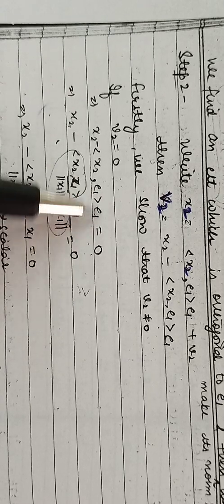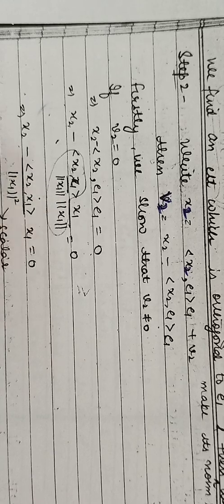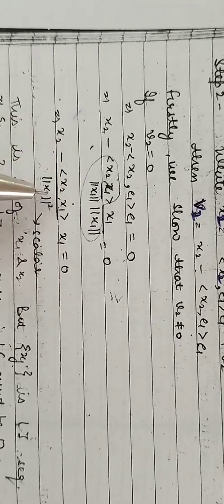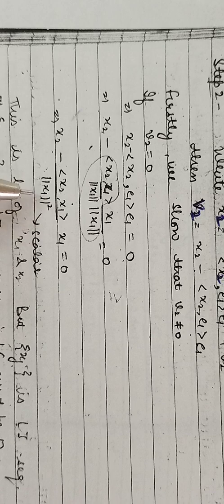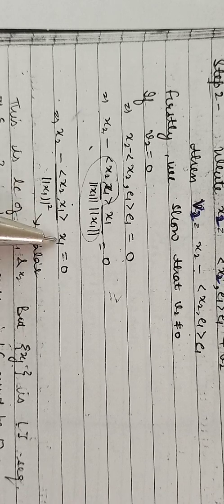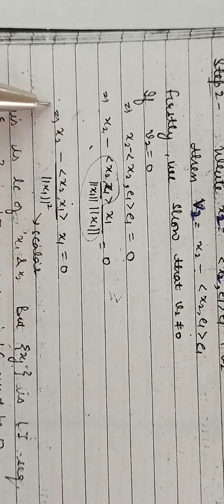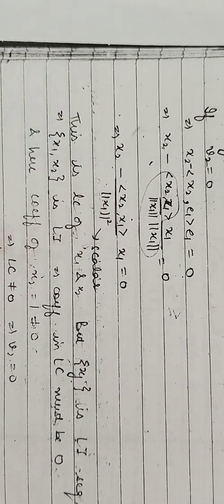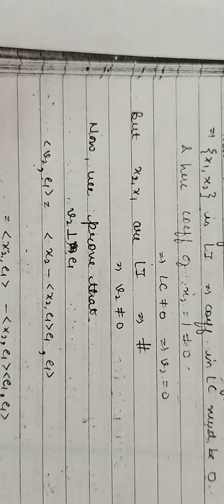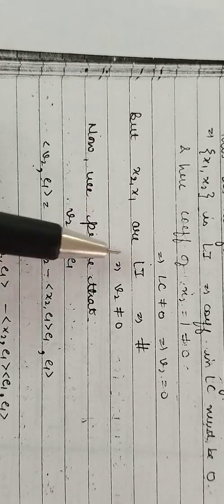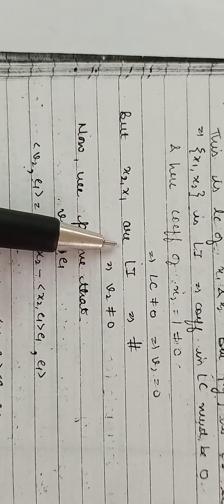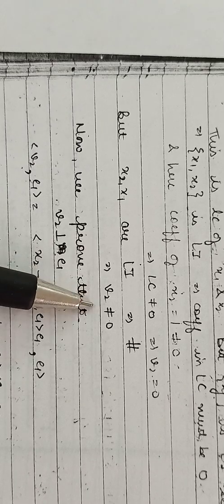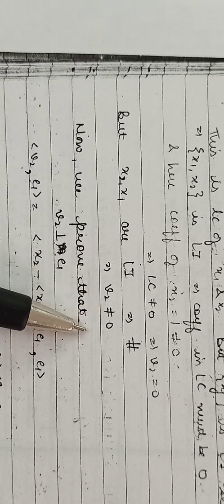Now substituting the value of vector e1 here, we can see that the inner product of x2 with x1 divided by x1 norm square into x1 is equal to x2. It means x2 is some multiple of x1, but that will give us a contradiction because x1 and x2 are linearly independent vectors. So this contradiction proves that the vector v2 is not equal to 0.